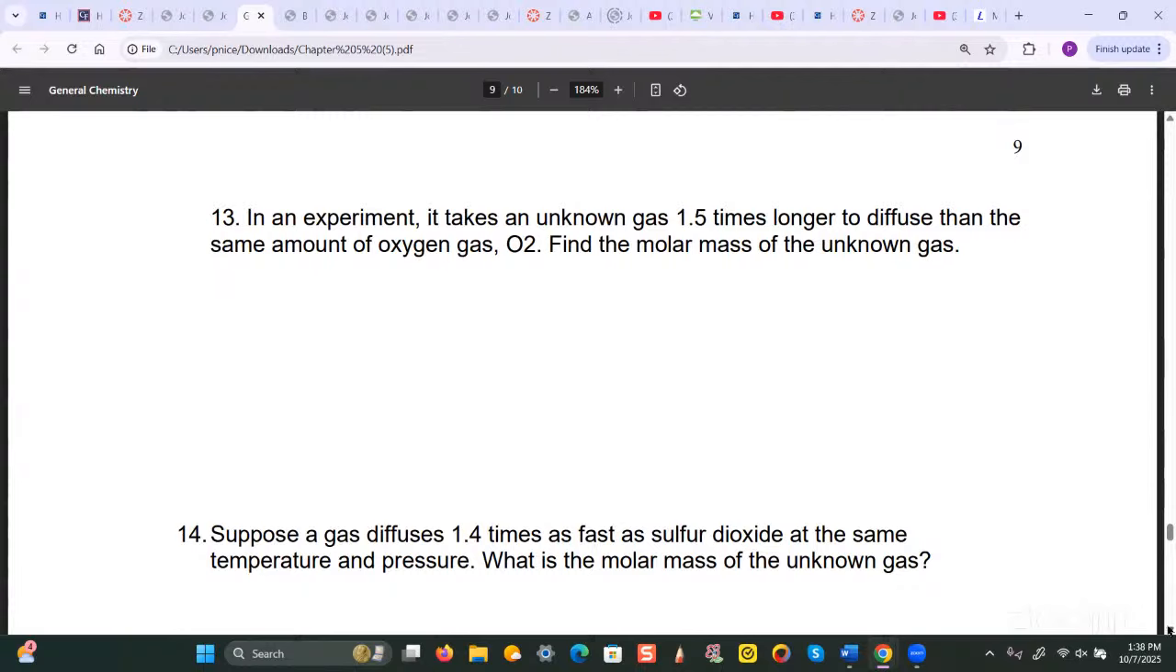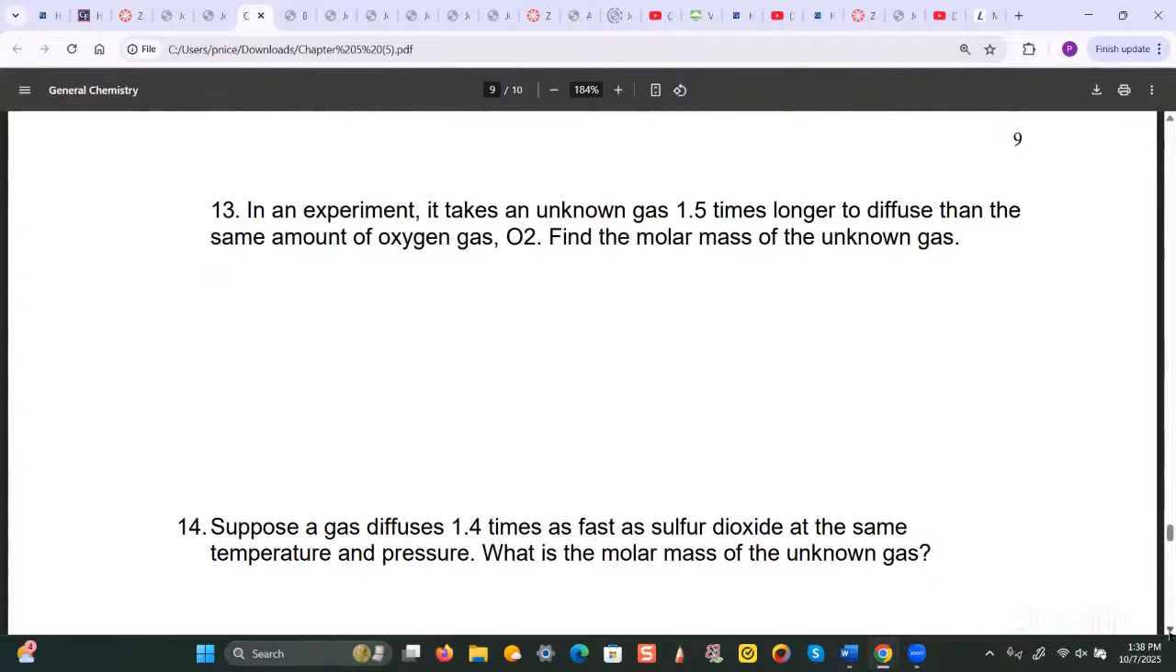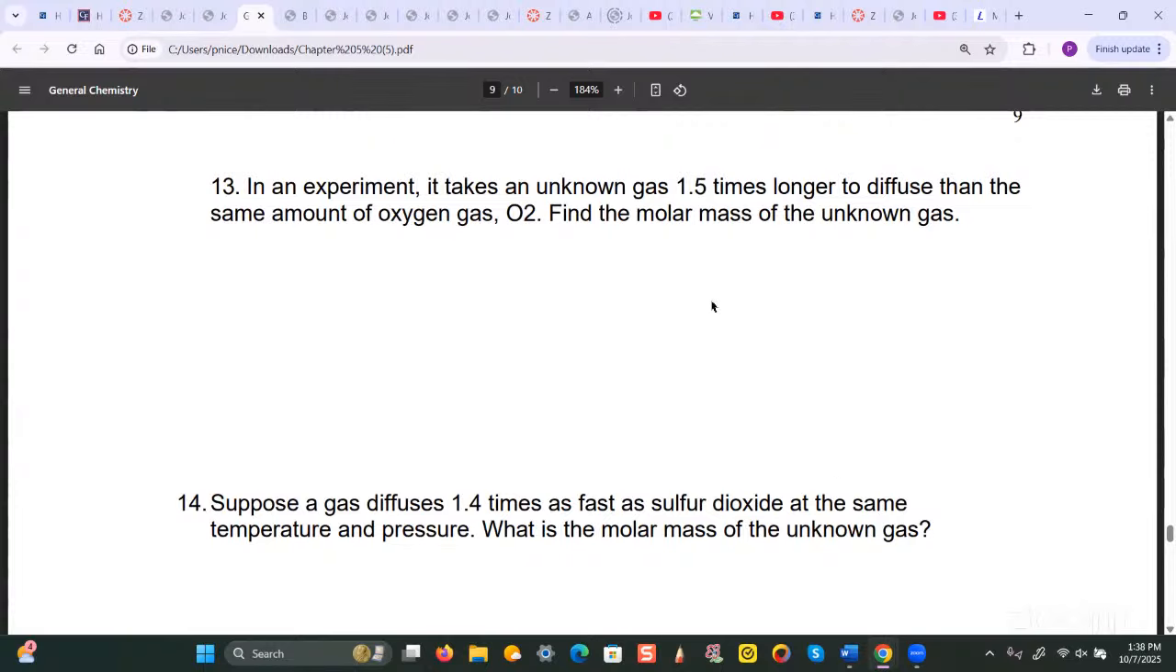So this question says, you have an experiment where an unknown gas effuses 1.5 times longer compared to oxygen. So the question is asking for you to find the molar mass of the gas, all right?